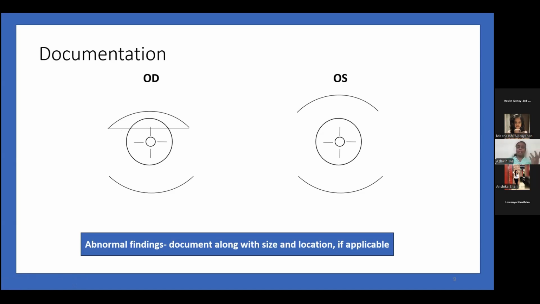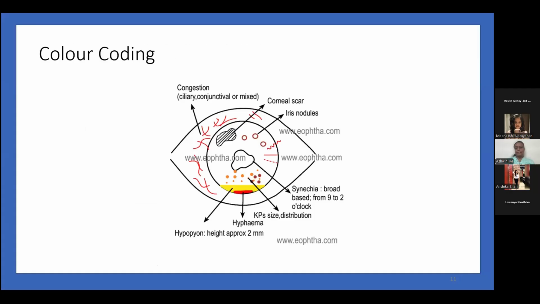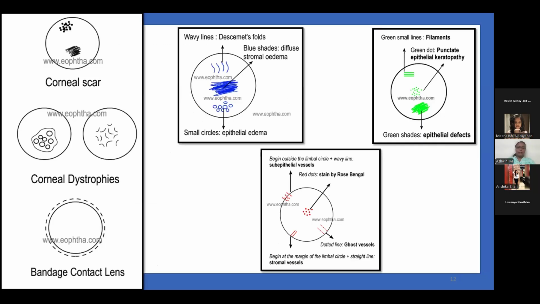And you have color codings. You have many references for these color codings. You can go back to your books and reference articles to know what colors are used in slit lamp diagrams. The common colors which are used are black, blue, brown, red, green, and yellow. For each of the findings, you will be using different colors. So I just wanted to put up a few examples of these color codings.